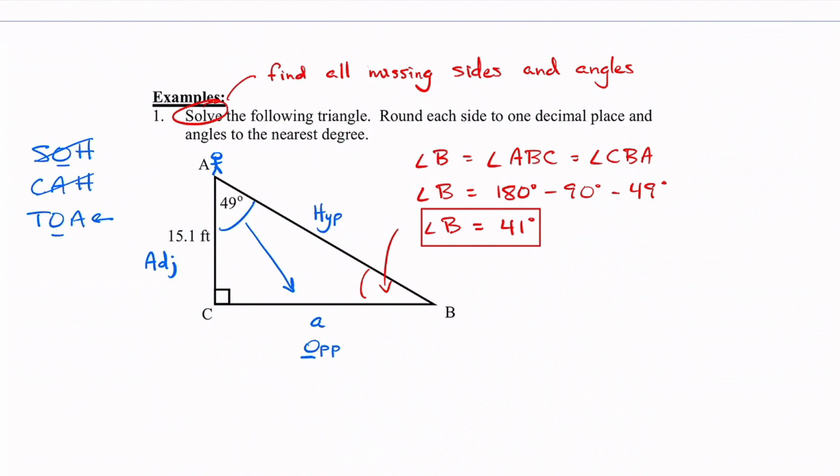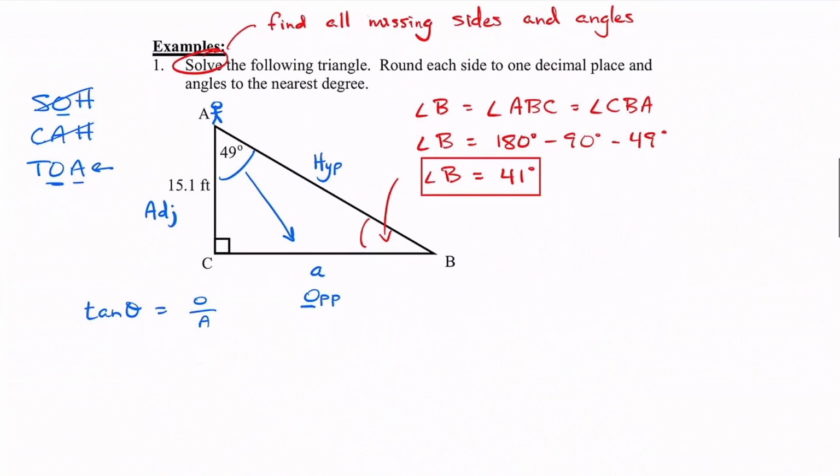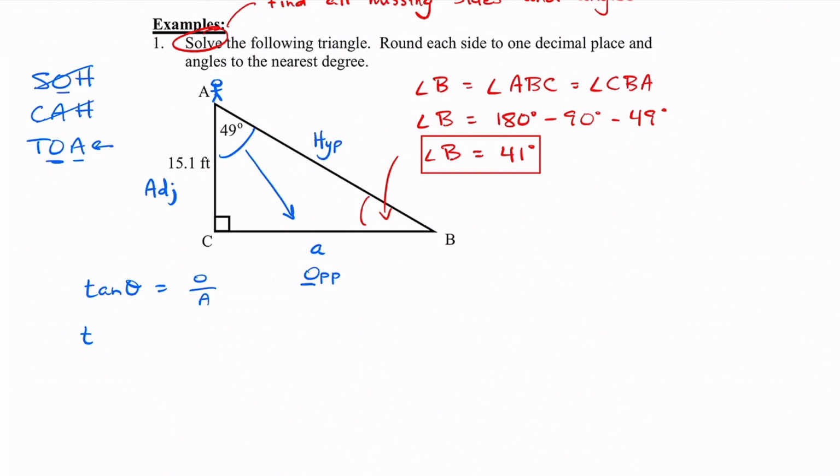Okay, and also I could say for another reason how I know I'm going to use that. I have A and I have O, so I'm going to use TOA. A and O. So tan theta is equal to opposite over adjacent. And then I can plug everything in. So tan of theta, the angle was 49. And then opposite was the letter A. And then adjacent was 15.1.